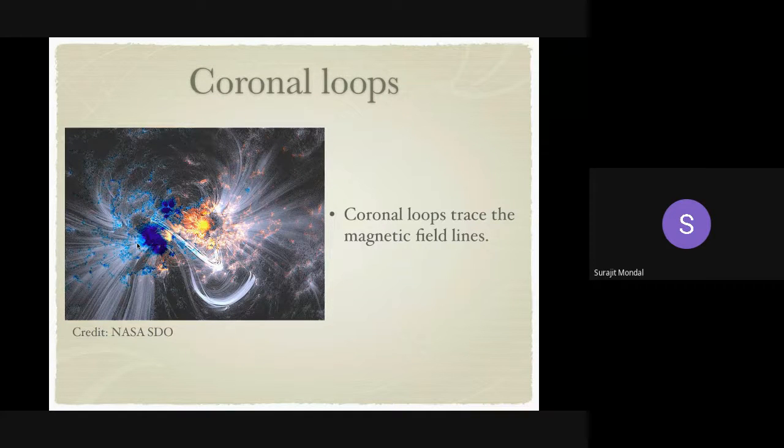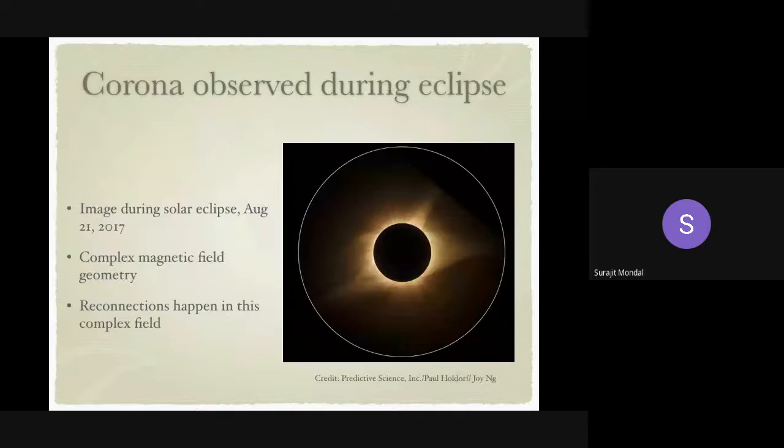Now, this complex magnetic field geometry in the corona can also be seen from eclipse observations. Here, I have shown an image taken during the solar eclipse of August 21, 2017. You see here there are these open field lines. Here there are some cusp-like structures. Here there are more open field lines. So it is a quite complex magnetic field geometry.